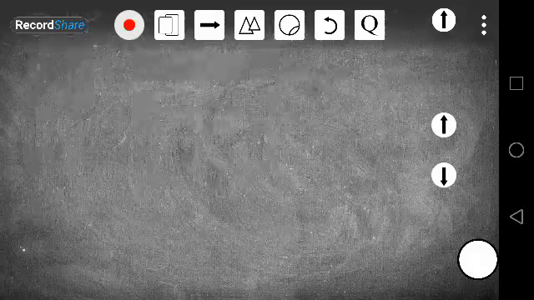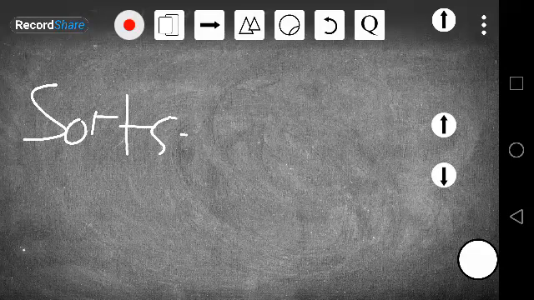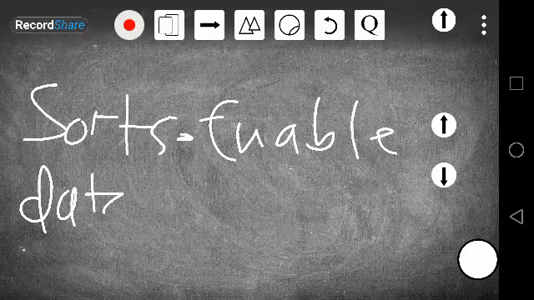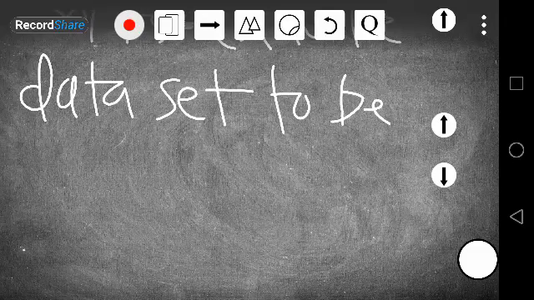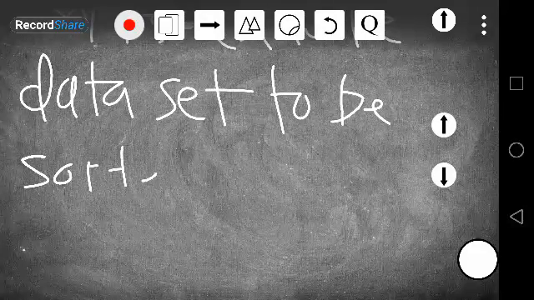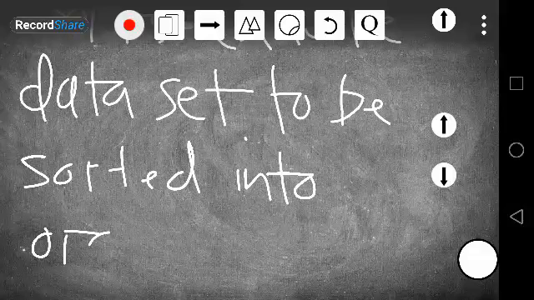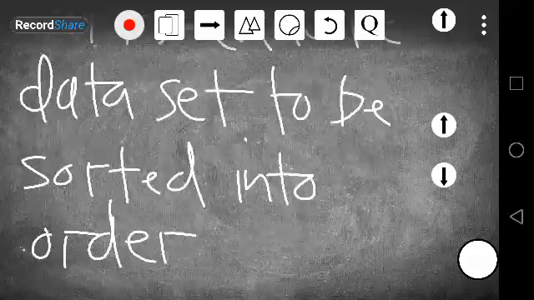On the other end, we have sorts. What do these sorts do? They enable data sets to be sorted into order. That is a sort.